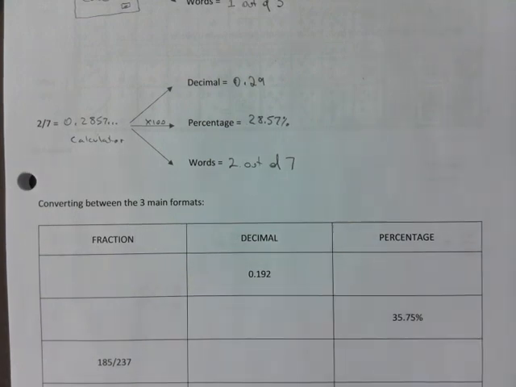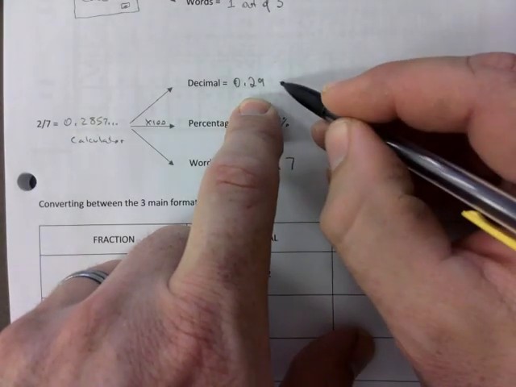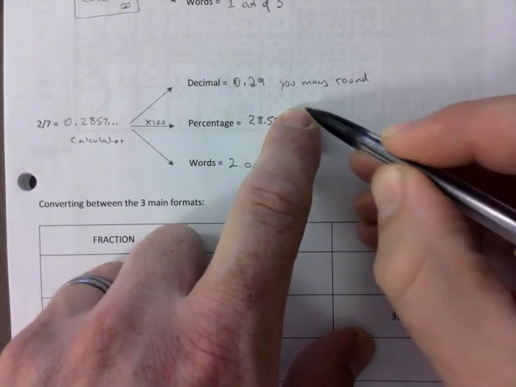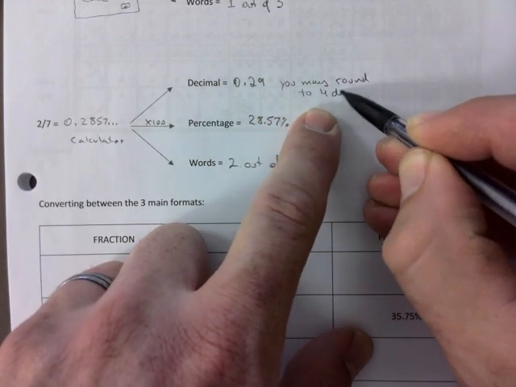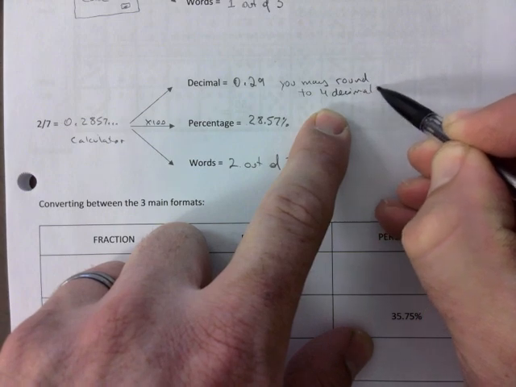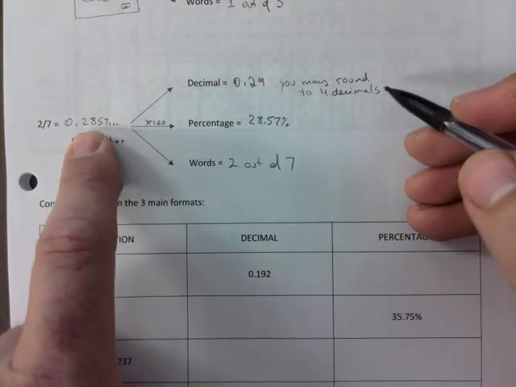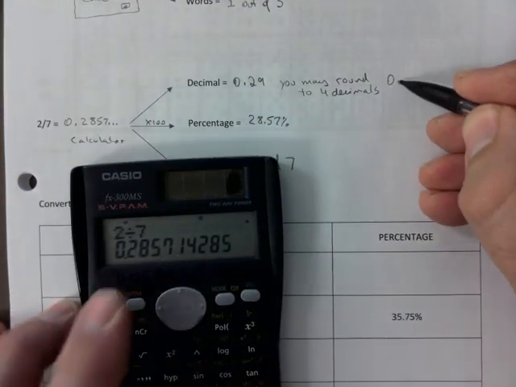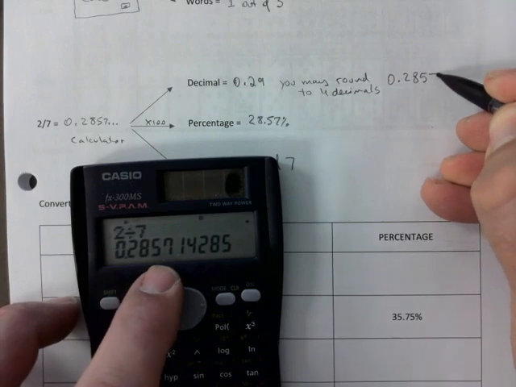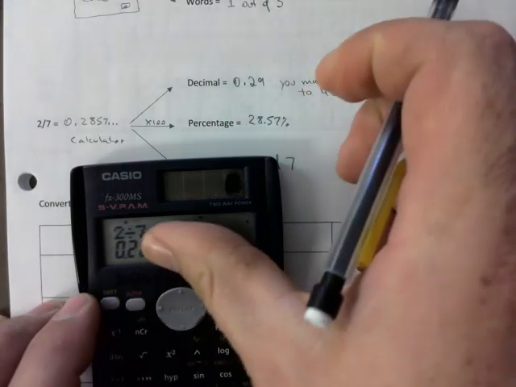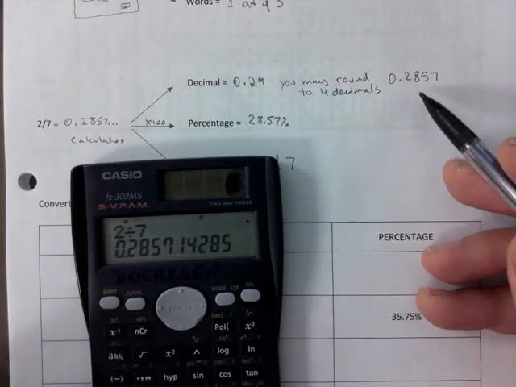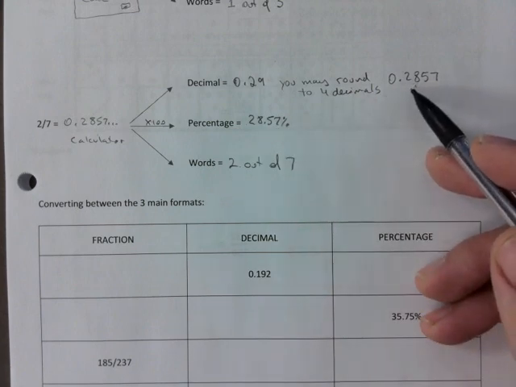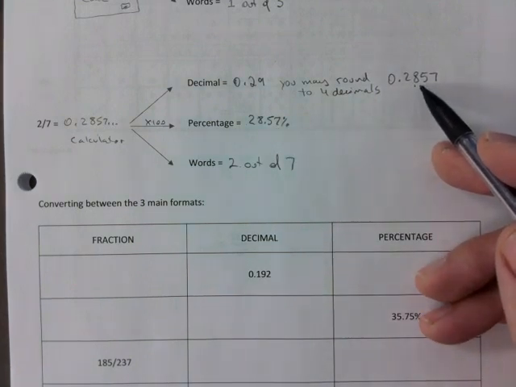Another tidbit here for you. You may round to 4 decimals if you want. So you could round this answer. So let me go 2 divided by 7 to 4 decimals. So that would be 0.2857, right? If I take 4 decimals like that, that's okay. And then you can just multiply this by 100 to get that. The province says you need to give me at least 2 decimals or more.